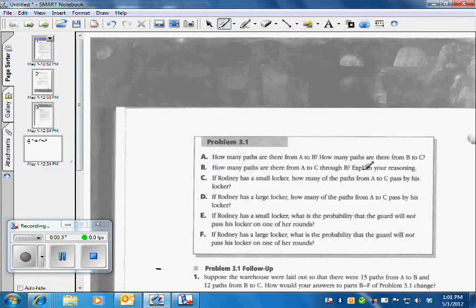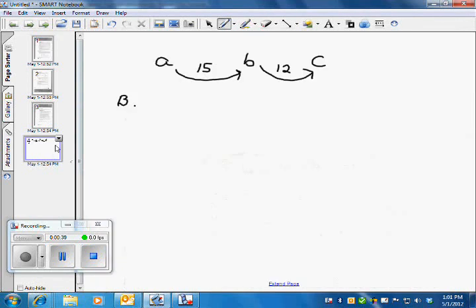First question asked, how many paths are there from A to C going through B? Well, we decided yesterday this was just another version of the counting principle. And we decided since there were 15 different paths that you could take from A to B, 12 different paths you could take B to C, then you can multiply those choices, and 180 would be the total amount of different possibilities for paths that you could have from A to C going through B.